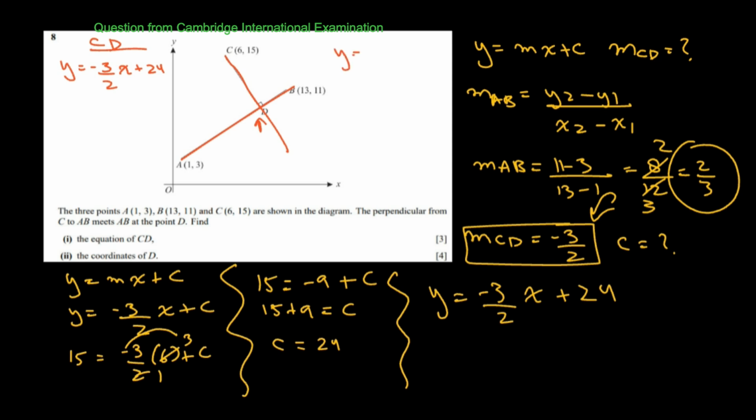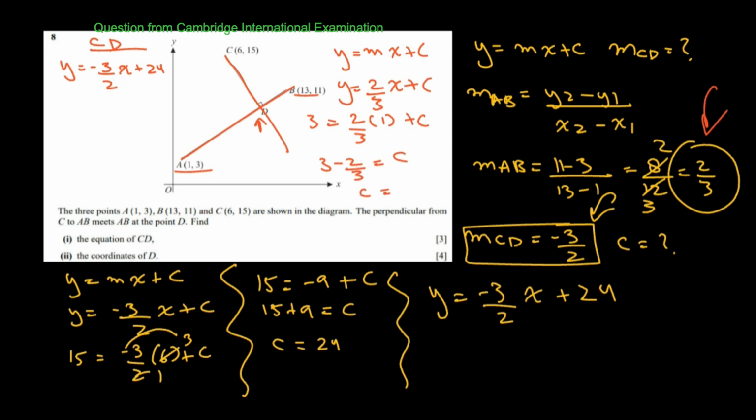The equation of line AB should be in the form y equals mx plus c, where m is 2 over 3, so y equals 2 over 3x plus c. Now to find the value of c, we can substitute either (1, 3) or (13, 11). So I am substituting (1, 3). So 3 equals 2 over 3 times 1 plus c. 3 minus 2 over 3 equals c, and c equals 7 over 3. So the equation of line AB becomes y equals 2 over 3x plus 7 over 3.